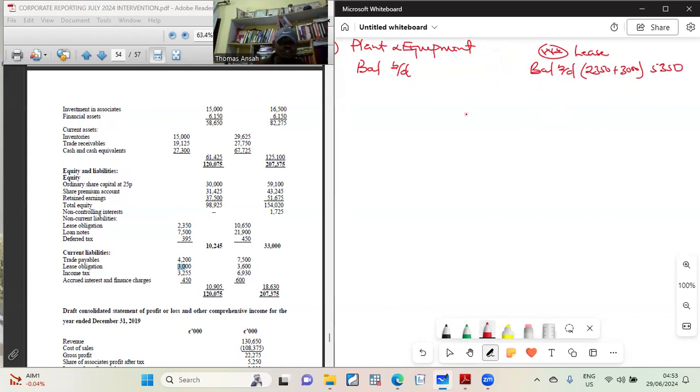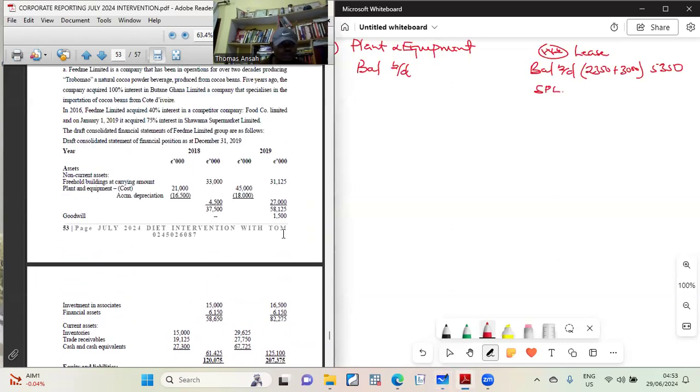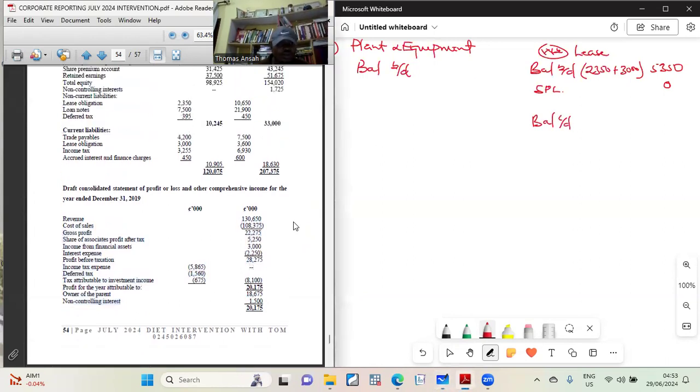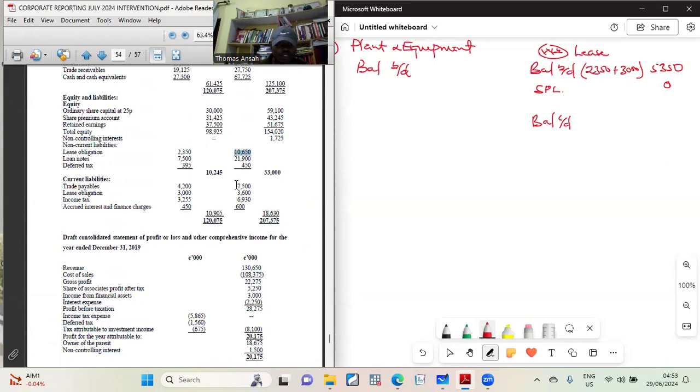Then I go to my SPL. If there is any lease payment in my SPL, I will see. Where's my SPL? There is nothing on lease. All right, so in SPL, there is nothing. But I know my balance carried down for my lease will also be, all right, so balance carried down now, we have 10,650 and 3,600. So 10,650 plus 3,600. How much would that be? That is 14,250. The lease is not reducing, so it means there is an addition.